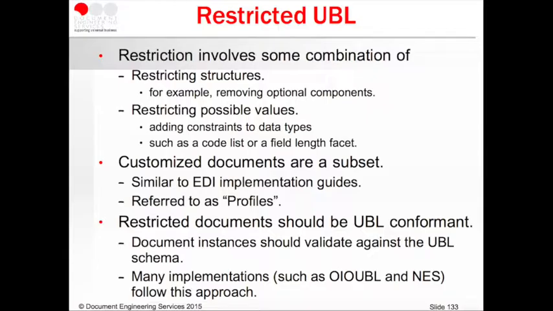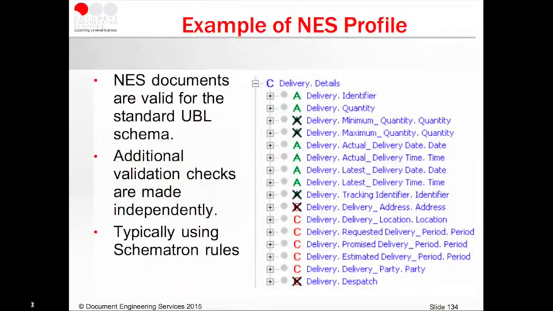And this is the approach followed by many of the government implementations of UBL in public procurement, such as the Danish OIO and the Northern European subset. And I'll use the Northern European subset, the NES Profile, as an example of this. So if we look at the way the NES group have defined delivery, they've effectively taken the UBL structure for delivery and indicated with a cross the things that you're not allowed to send. Some of the things you must send and some of the things that are optional.